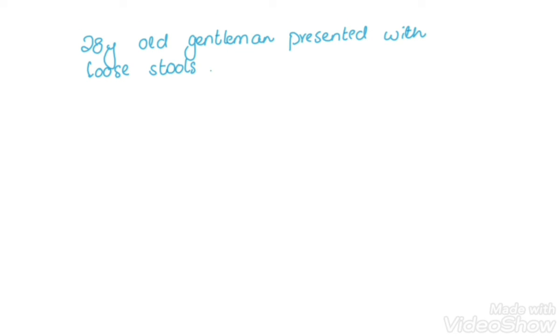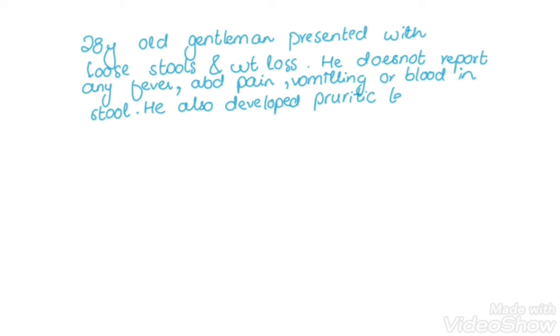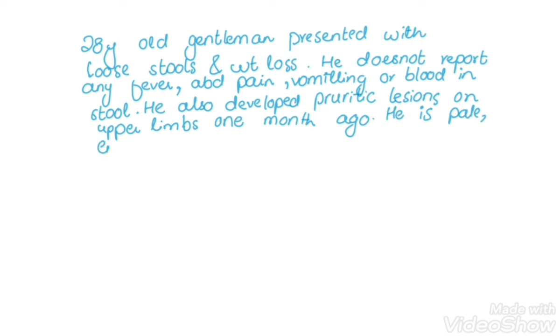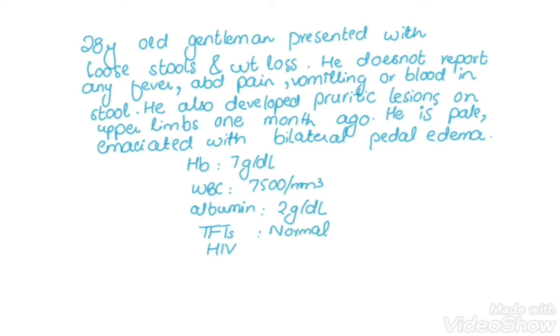A related scenario: a 28-year-old gentleman presents with loose stools and weight loss for a month. He does not have any fever, abdominal pain, vomiting, or blood in stool. He also developed pruritic lesions on upper limbs 1 month ago. He is pale, emaciated with bilateral pedal edema. His Hb is 7, WBC 7500, albumin is also low, and TFTs are normal.